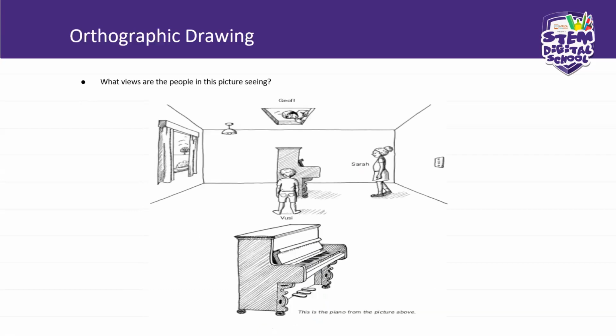Right. Now, let us look at these fellows in this picture. I did mention the planes, but now imagine the planes to be a room. This is a room. You see the walls of this room are the planes against which we see this piano. We see these three children in this picture. There's Geoff there, there's Sarah, and there's Vusi. They are seeing the piano from different angles. Can you tell me which view is Geoff seeing?